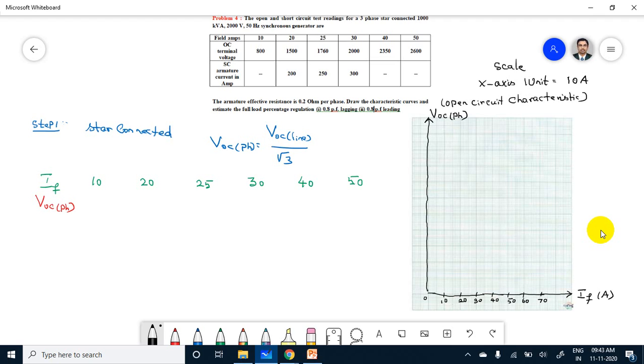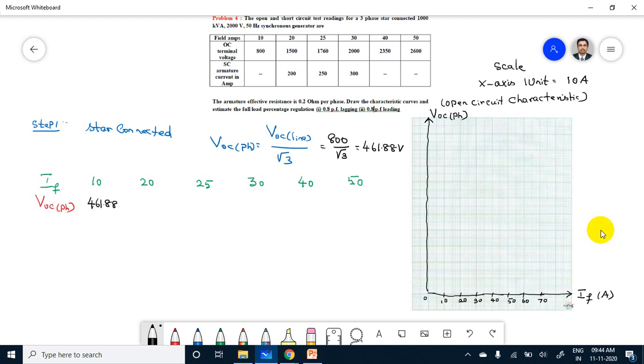Okay. Now, as per your given data, the open circuit voltage will be 800. This is represented in line. We have to convert it into phase. So how to convert it? For example, this is 800, right? 800 divided by root 3. So what is the answer? 800 divided by root 3, how much? 461.88 volt. Okay, substitute this value here for 10 ampere.